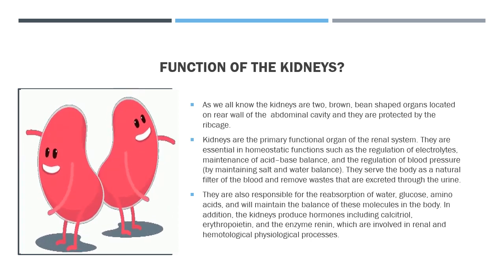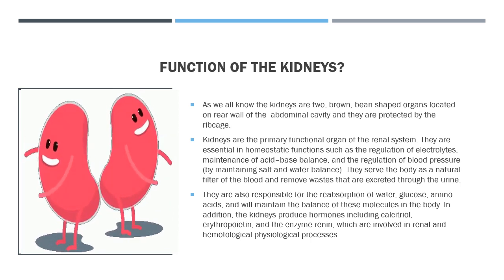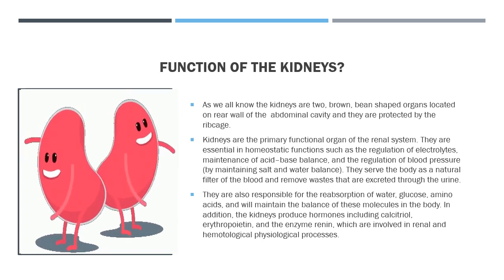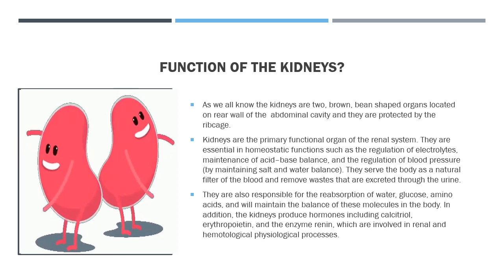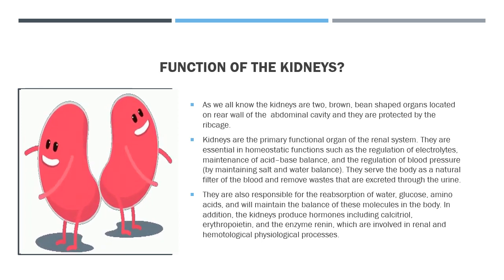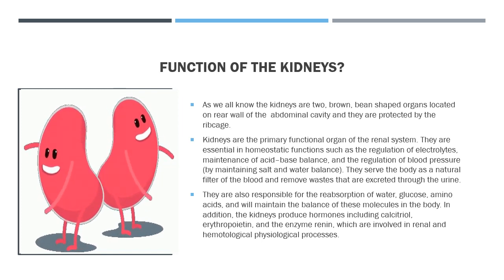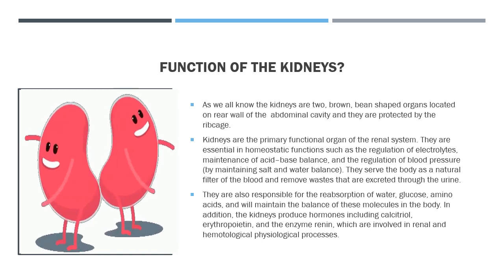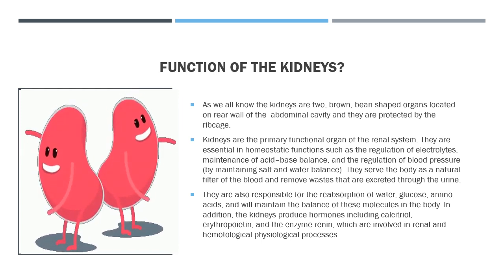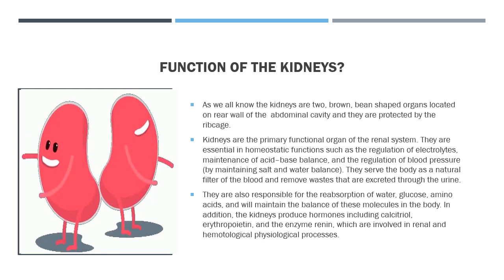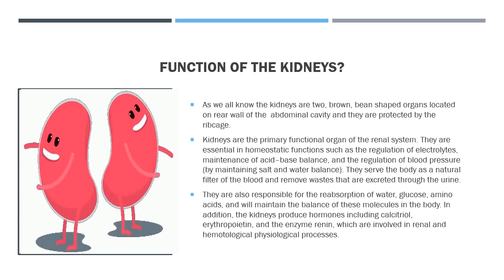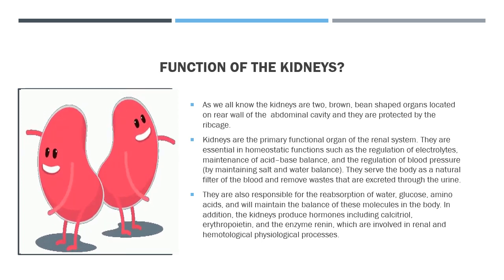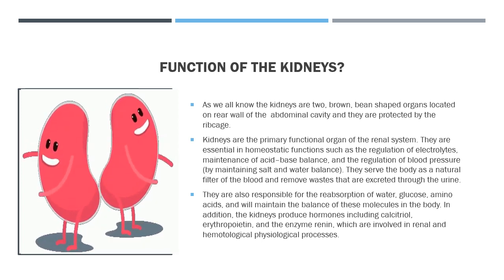Before we get into dialysis, I'm just going to give some background information on the kidney. As we all know, the kidneys are two brown, bean-shaped organs located on the rear wall of the abdominal cavity, and they are protected by the rib cage. The kidneys are the primary functional organ of the renal system. They are essential in homeostatic functions such as regulation of electrolytes, maintenance of acid-base balance, and the regulation of blood pressure. They serve the body as a natural filter of the blood and remove waste that is excreted through urine.